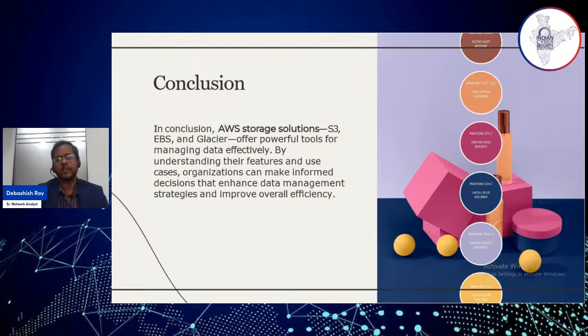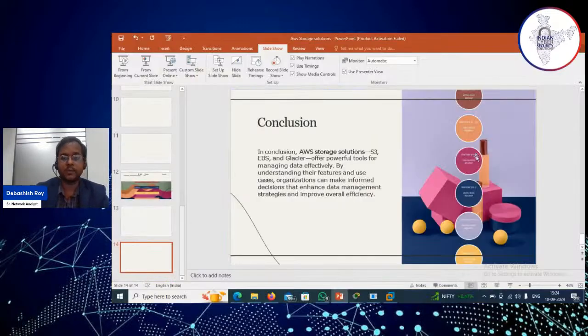So we can conclude that AWS storage solutions, S3, EBS, and Glacier, all are powerful tools for managing data and storing data. They are together making the AWS cloud a good solution for storing the data and data management. By understanding their features and use cases, organizations can make informed decisions that definitely enhance the data management strategies and overall efficiency of the organization. So that is about the storage of the AWS, different types of storage theoretically.